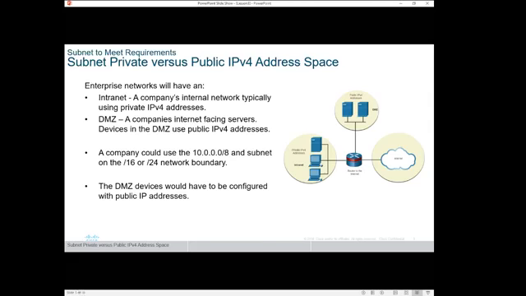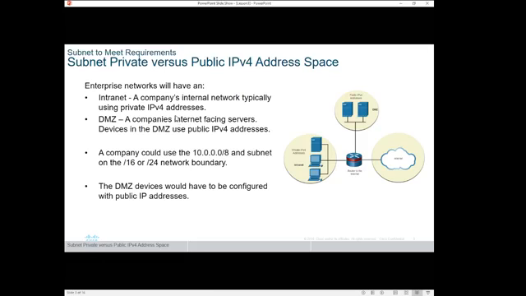Okay, so bear in mind you have two types of addressing. You have classful addressing and you have classless addressing. And when you're doing subnetting, you can subnet based on classful, or you can do classless subnetting, and that's where VLSM comes in. Now, in terms of subnetting addresses, private addresses versus public IPv4 address spaces, particularly for enterprise networks, most networks have an intranet, okay? That's usually a company's internal network, typically using private IPv4 addresses.